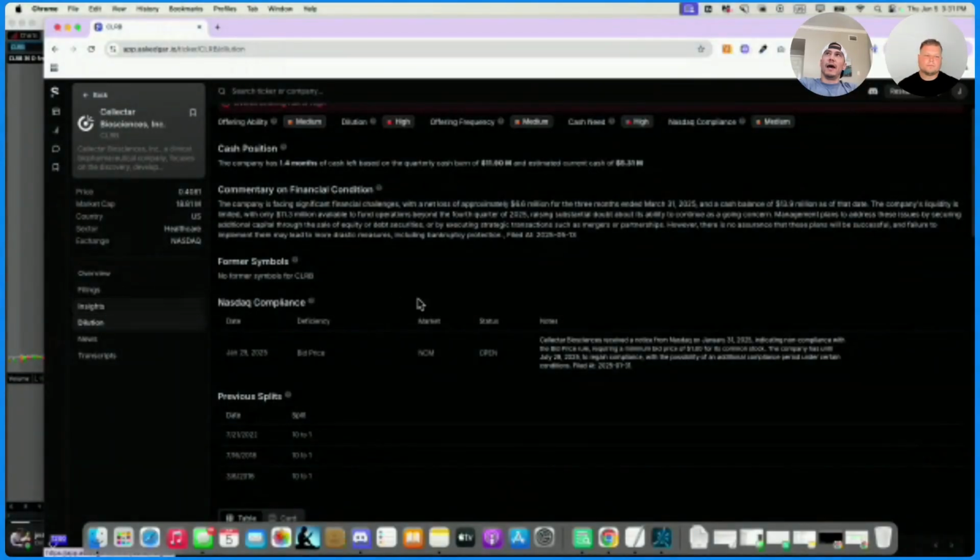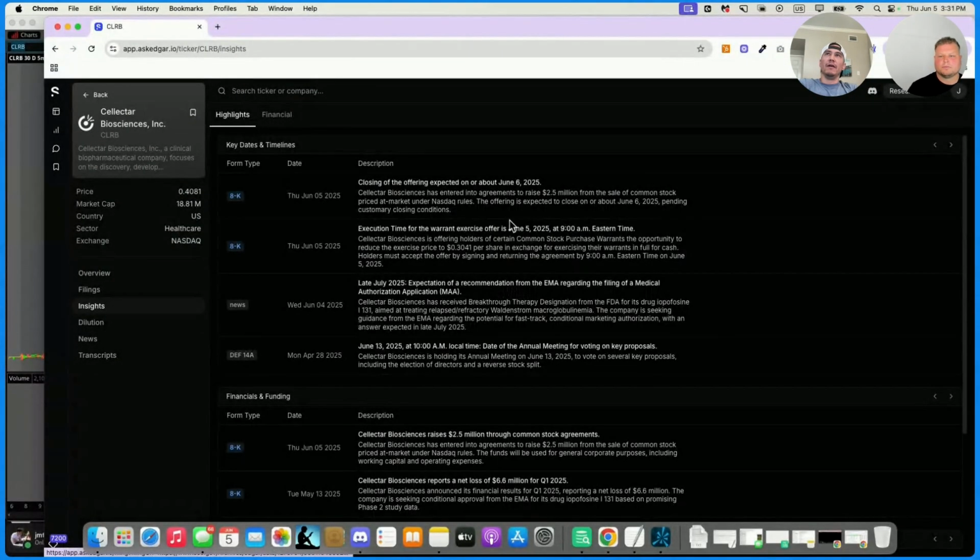Then I go to this insights tab, which flags a lot of things from the filings and the news. So, key dates and timelines. I want to see if there's any potential catalyst, positive or negative. Like if they're voting on a reverse split, or if it looks like they have an EMA authorization. I want to know if there's something upcoming, because too many times I've been short something and didn't even realize they had data coming up in a couple days, or they were presenting at some conference, or had some news coming out. So I want to be aware of any catalysts, both positive and negative.